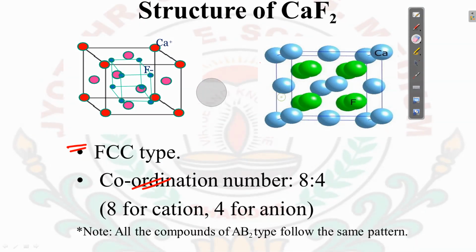Next, CaF2, an example of AB2 type, where two different layers of AB2 type will be there. Here you can see Ca at the corners: 1, 2, 3, 4, 5, 6, 7, 8. There are 8 cations and 4 anions, 4 fluorines. So the ratio is 8 is to 4, and it is an FCC type.